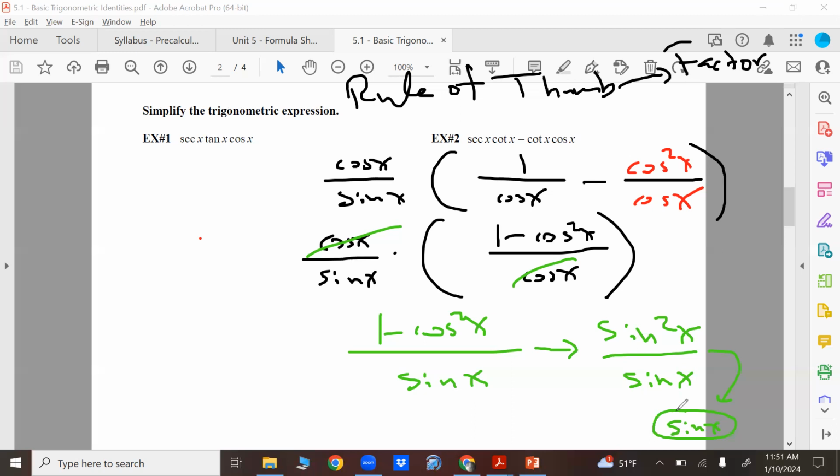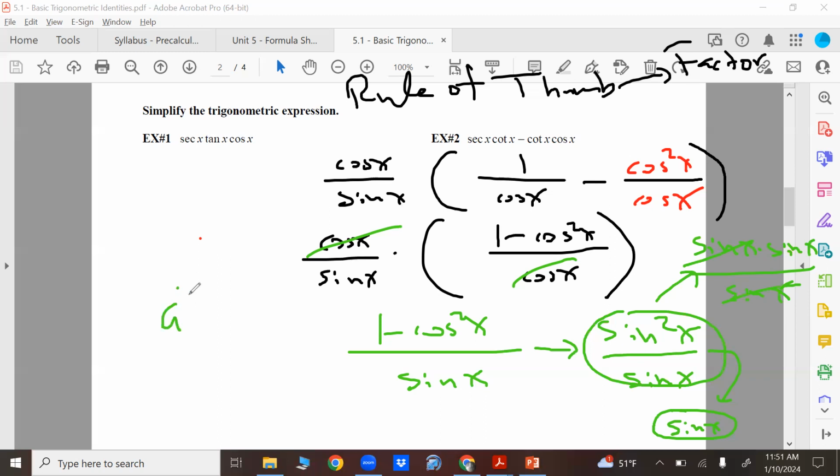And why would I want to do that? Because I see sine at the bottom of that fraction. And what does sine squared x mean? Sine squared x means sine x times sine x. We just talked about this. So what can I cross off here? A sine x from both top and bottom, leaving me with just a sine x. That's why that works.